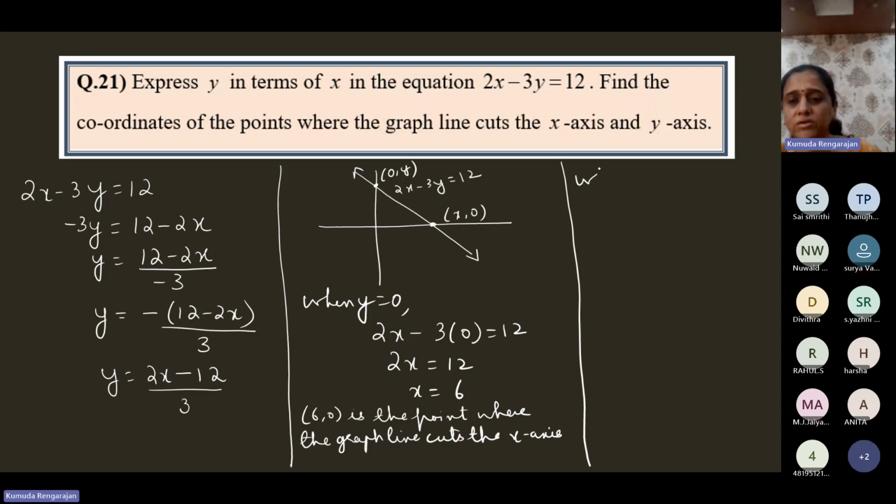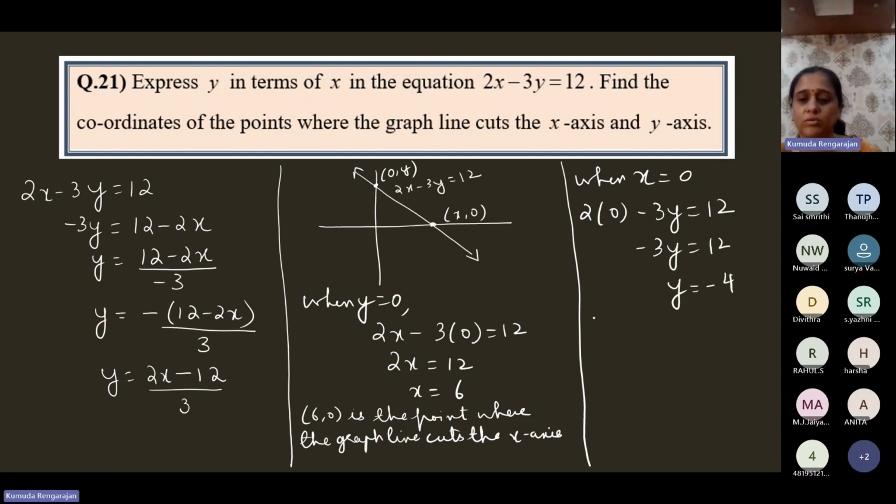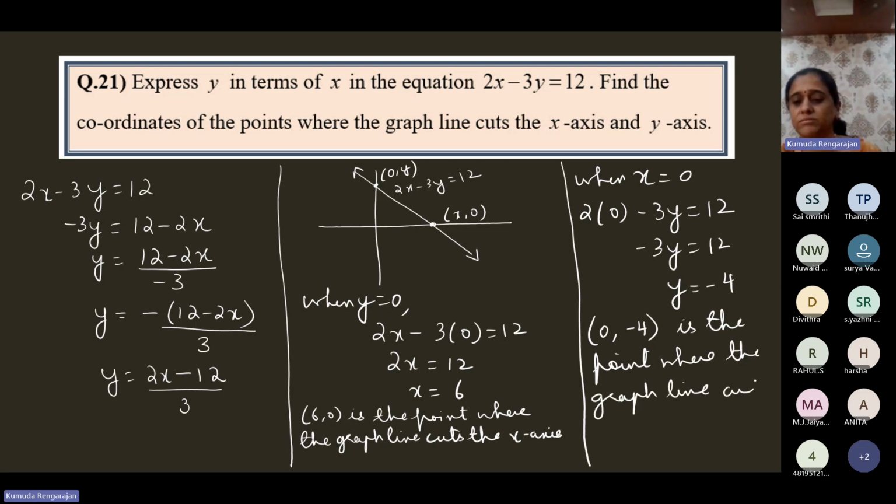Now, when x is equal to 0, 2 into 0 minus 3y is equal to 12. So minus 3y is equal to 12. y is equal to 12 by minus 3, which is minus 4. So 0 comma minus 4 is the point where the graph line cuts the y-axis.